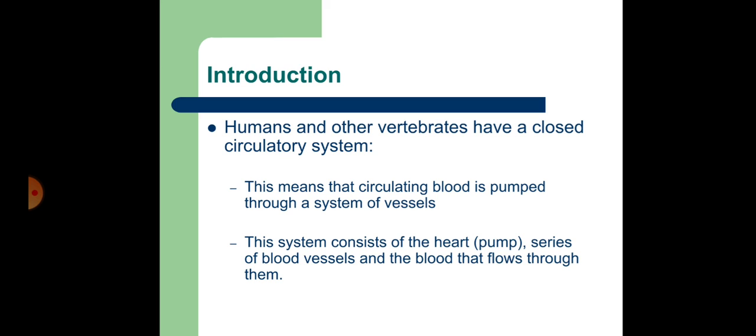Introduction. Humans and other vertebrates have a closed circulatory system. What is the meaning of a closed circulatory system? This means that circulating blood is pumped through a system of vessels. This system consists of the heart, which is actually like a pump, a series of blood vessels, and the blood that flows through them.